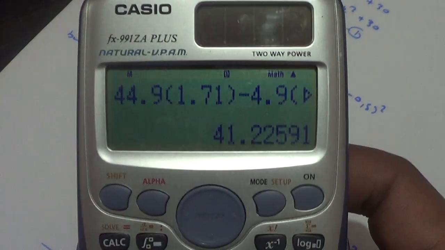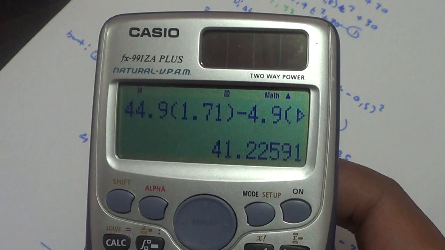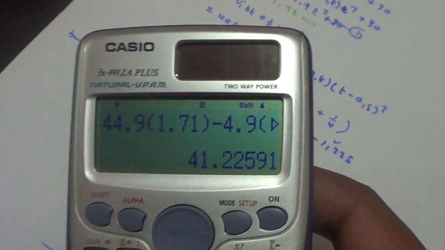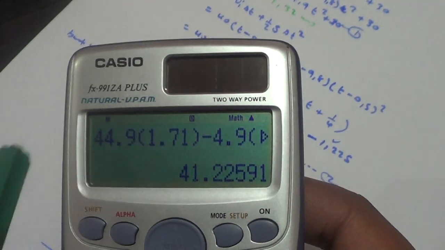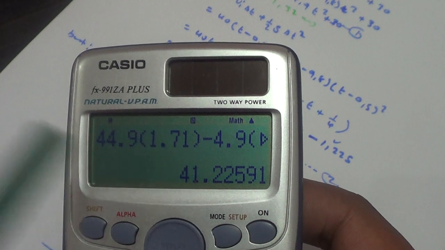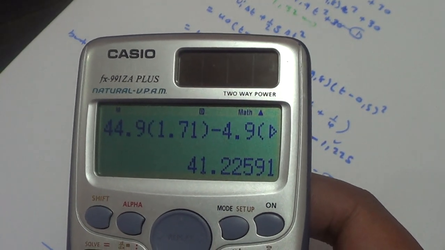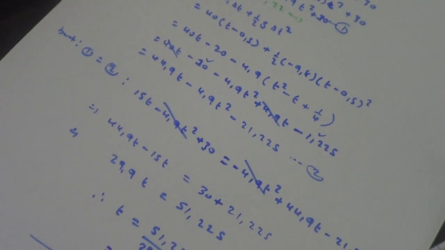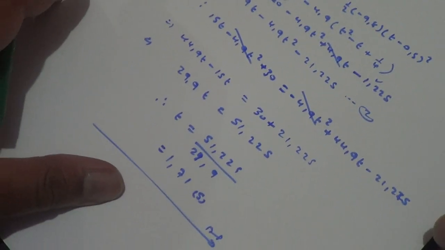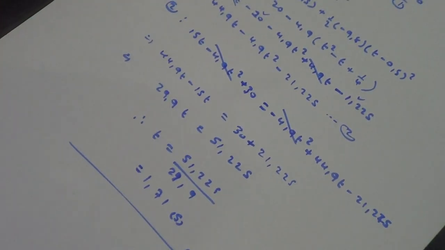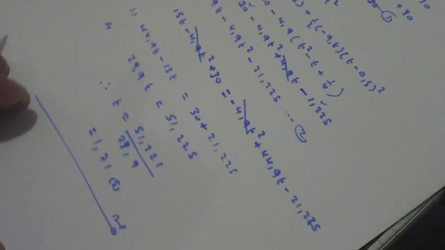Because of the squares, I think it becomes a bit of a challenge, so the rounding off here is what is affecting it. But look at it, to the nearest it's just 41 meters, so that's good. I think our answer here is fair, it's correct. So let's just forget about other things.